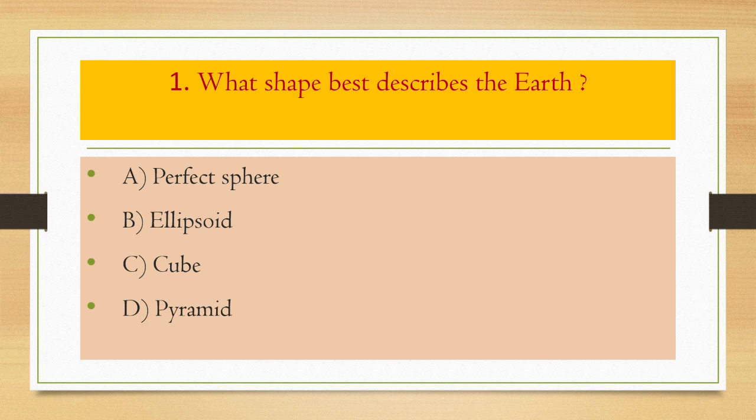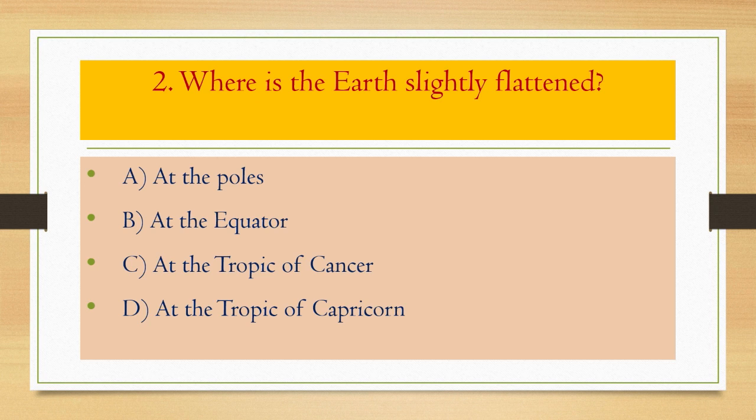The first question is what shape best describes the Earth? First one, perfect sphere, ellipsoid, cube, pyramid. It's a very important question. Most of the time we feel that Earth is a circle or sphere shape, but actually the shape of the Earth is ellipsoid. Ellipsoid is nothing but the shape of an egg. This shape is called an ellipsoid.